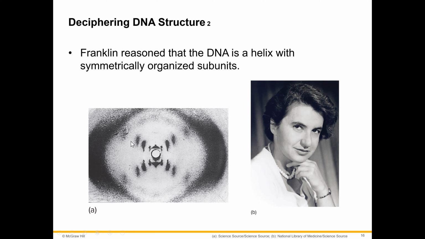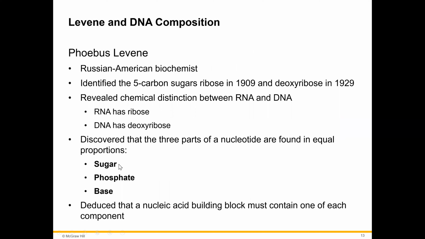And that's her X-ray photo of DNA molecule. So Franklin reasoned that DNA is a helix with symmetrically organized subunits. Now, what do we know? Look, we know that DNA is made of subunits, and each subunit has sugar, phosphate, and base. So this subunit is called nucleotide. So DNA is made of subunits called nucleotides. Each nucleotide has sugar, phosphate, and base.